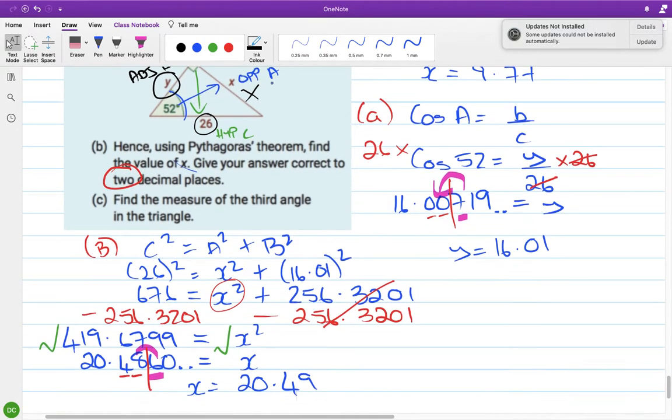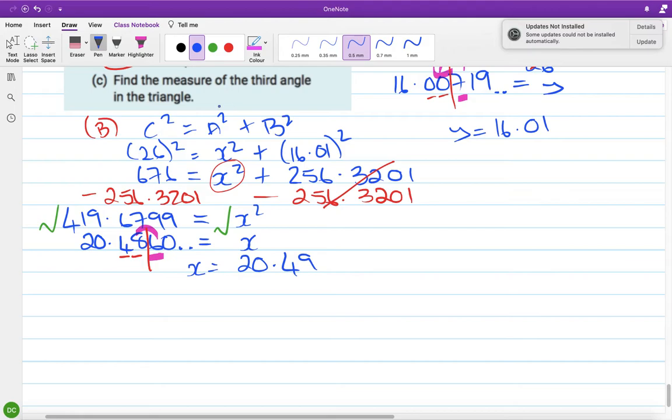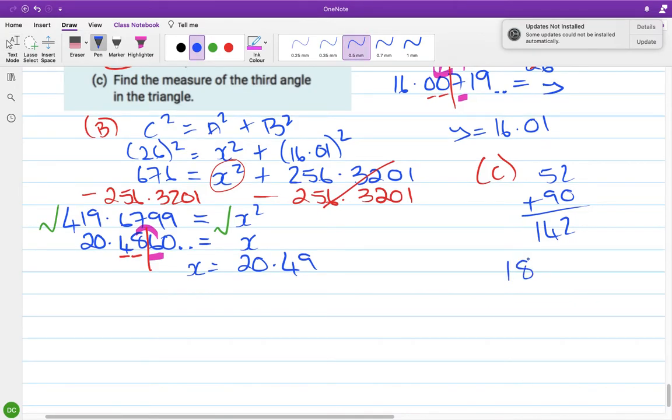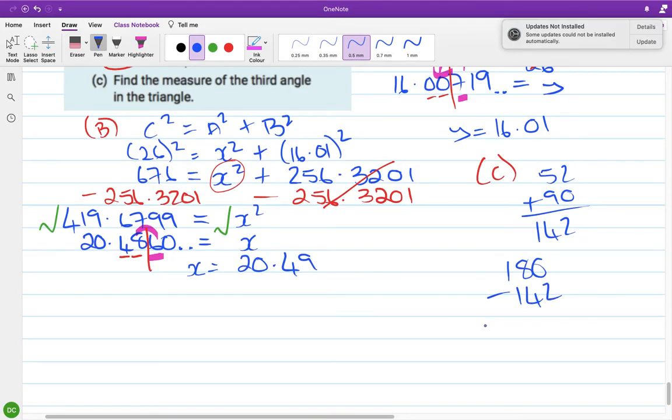And the last one's to measure the angle. What's the angle? 52. Okay. So we have 52 plus 90 is 142. And then we do 180 minus 142, and we get 38. Okay, that's all the answers to the homework.